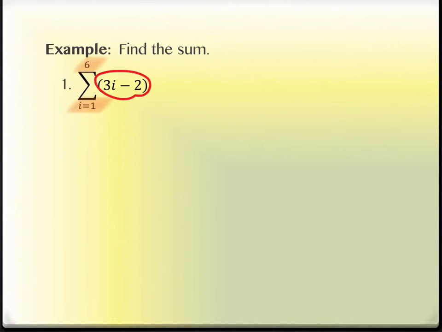And so what we're really going to do is write down what is a1, a2, a3, all the way up to a6. And then we're going to add them up. That's all it is. Okay? So if I put the number 1 into 3 times 1 minus 2, what do I get? 1. How about the number 2? 4. How about the number 3? 7. How about the number 4? 10.